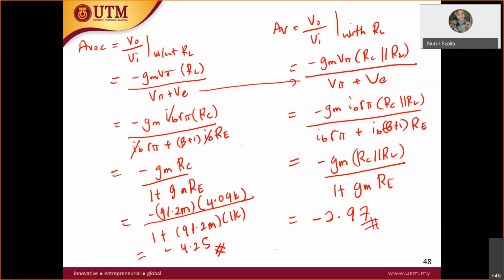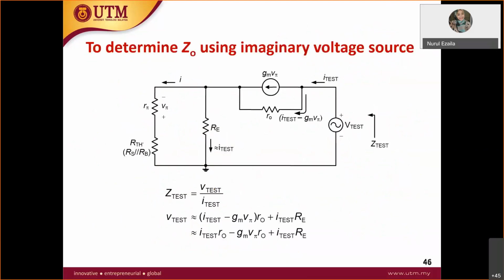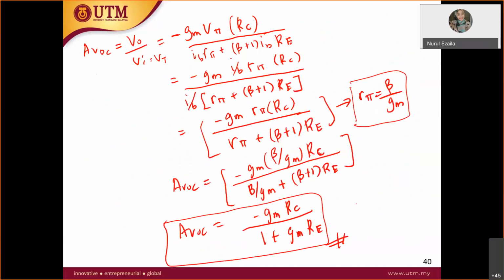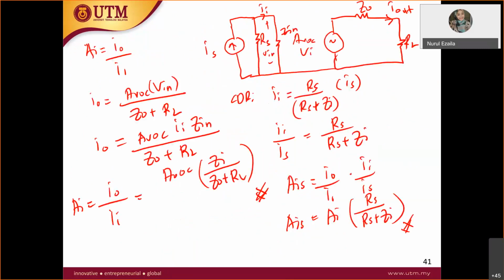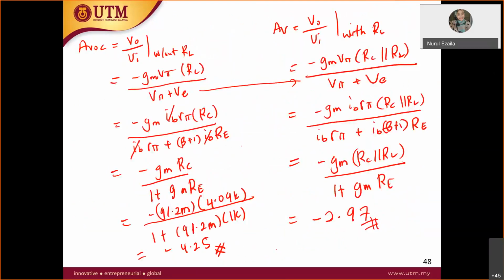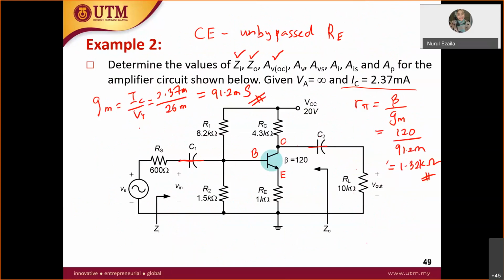If you want to do the AVOC one, like this one also can. So you find the AV, and this is AVOC, and how you find AV is the same thing. If you want to apply this box model also can, it doesn't matter. Or if you want straight away V out over V in like this also can. You will get the same answer, definitely. Now you have the AV.